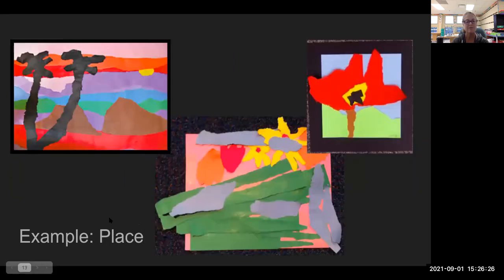Here's some examples of a place. So looks like they tore out some palm trees out of some black paper, put some mountains and some sky and the sun. And it looks like this one has some clouds and some flowers and some green grass and so forth. And here's one where it's got the sky and the mountains in the background, and then it's got this big, beautiful flower that was put on top of it.